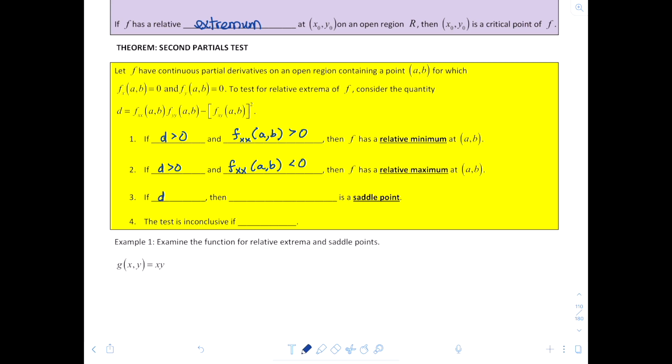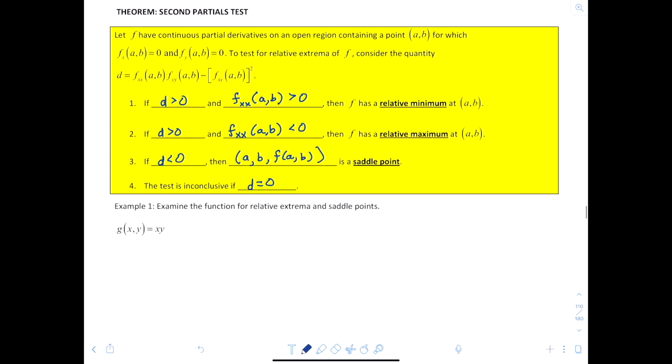If d is less than 0, then (a, b, f at (a, b)), that ordered triple, would be a saddle point. So you want to test for that d. And unfortunately, the test is inconclusive if d equals 0. All right, so really we are just extending what we learned in Calculus 1 about curve sketching into a function of two variables.